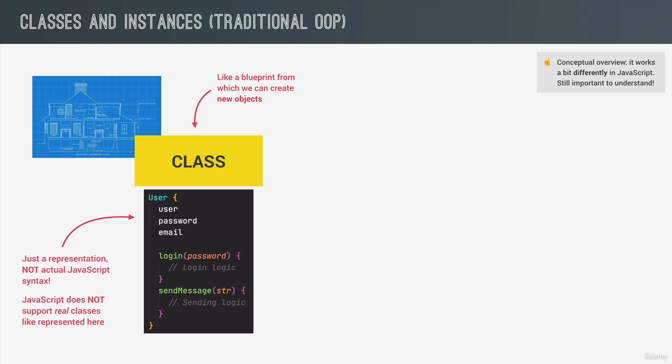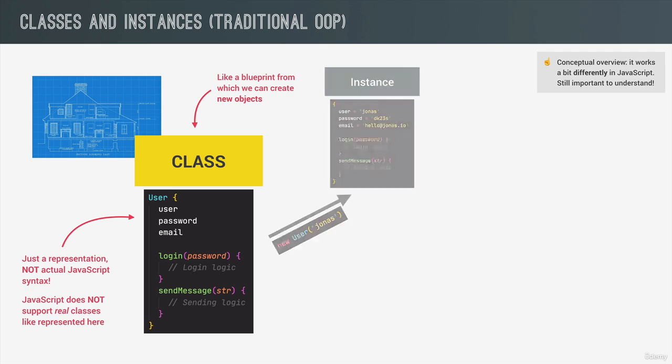But now let's use this class and actually create a new object from it. And you see that now we actually have real data about the user in the object and not just a description of the data like we have in the class, so in the plan. Now we call all objects created through a class instances of that class. So again, an instance is a real object that we can use in our code, which was created from a class. And the class itself is not an object.